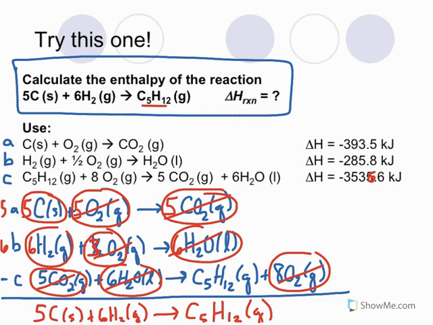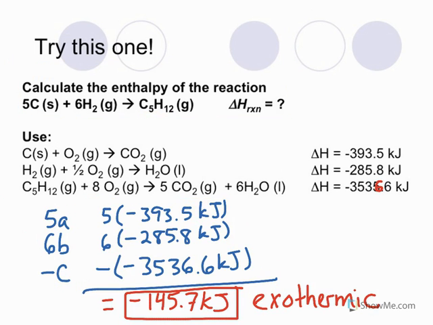Now we do the math. So this enthalpy of reaction is negative 145.7 kilojoules, which is exothermic. That's what that negative sign means. There you go. We've done a couple Hess's Law problems. Hopefully that will help you in being prepared for doing these in class over the next few days.